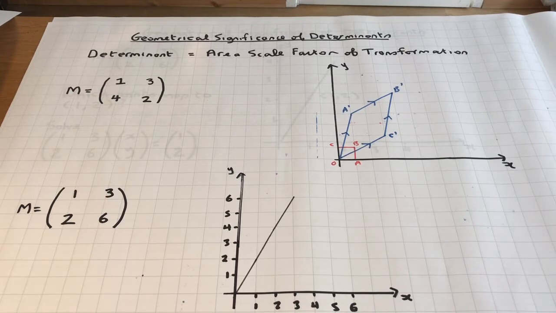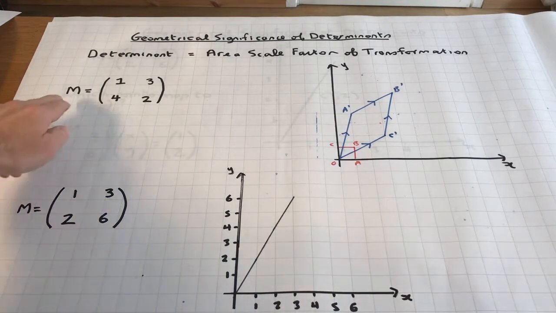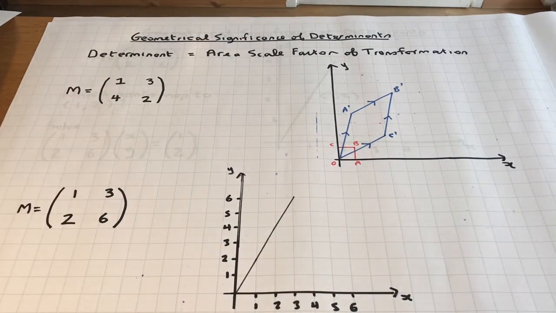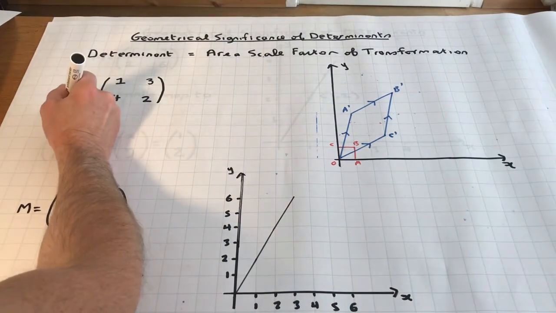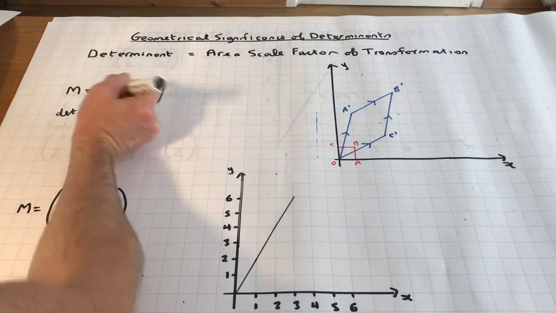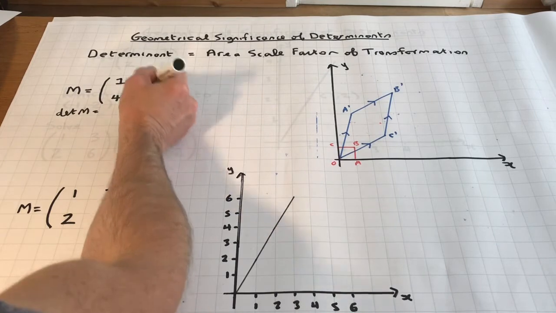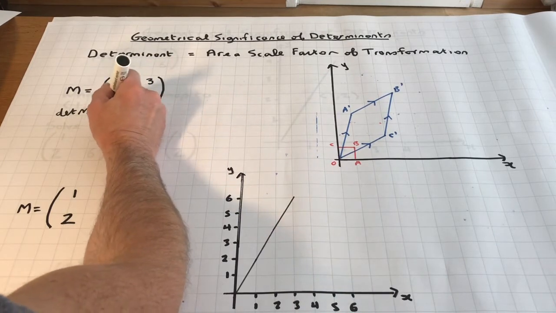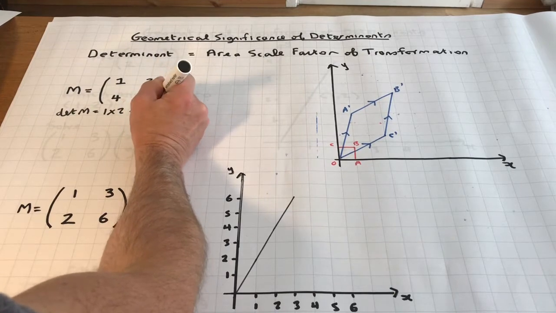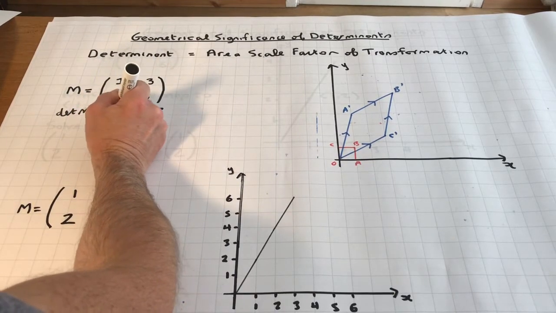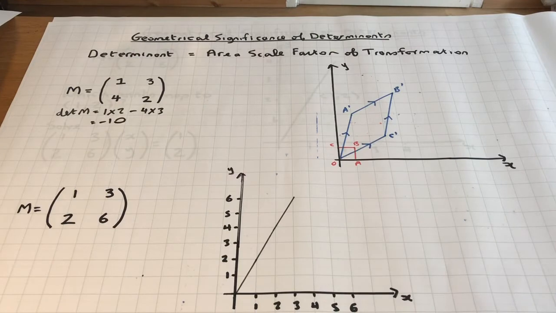So if we look at this matrix here, M, which is 1, 4, again just reading the columns, 3, 2, you can see that the determinant of M is going to be 2 times 1, or 1 times 2, minus 4 times 3. So we're going to get a determinant of minus 10. So then the question is, well, what does that mean?